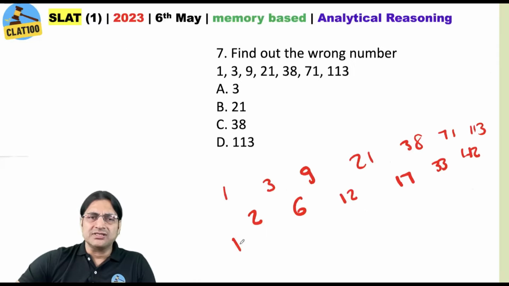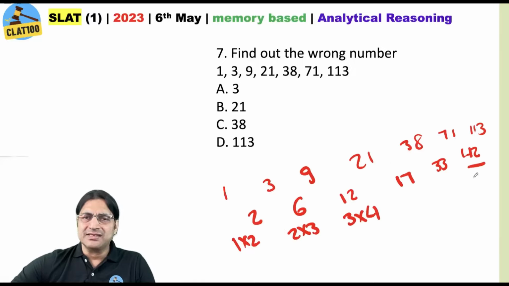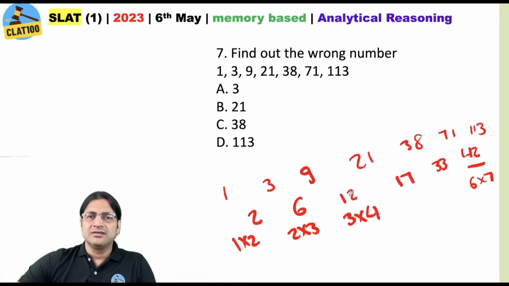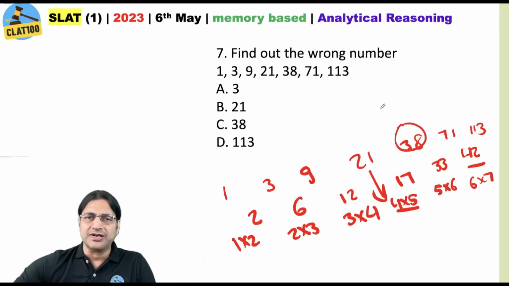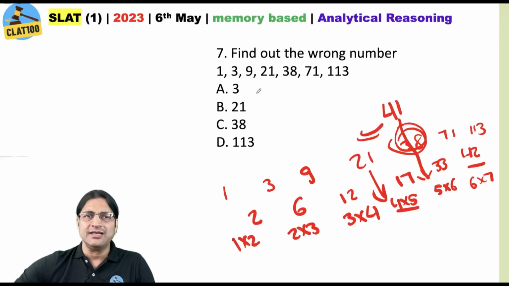Alright. Look, this is 1 into 2, 6 is 2 into 3, 3 into 4. And this is 6 into 7. So don't you think that here, ideally, it should have been 4 into 5, and this should have been 5 into 6. For 4 into 5, right? 21 plus 20, this number should have been 41. And then 41 plus 5 into 6, 30, 71. Okay, so this 38 should have been 41. Actually, right? So this is your answer.